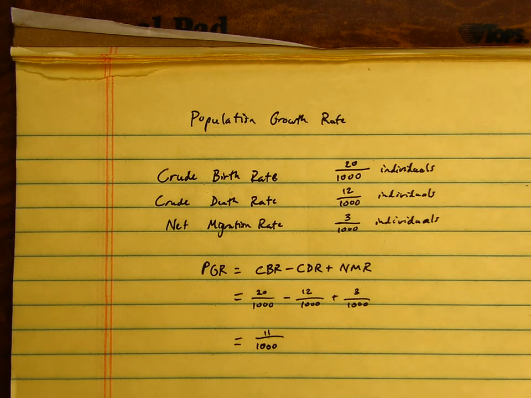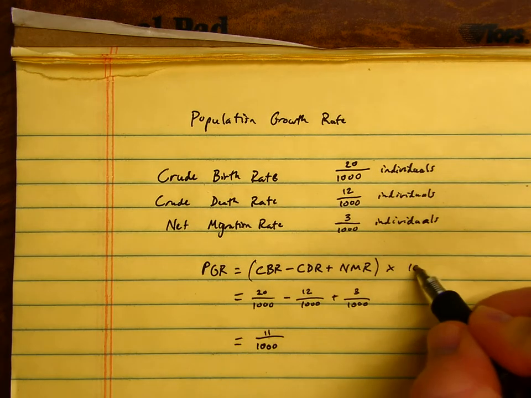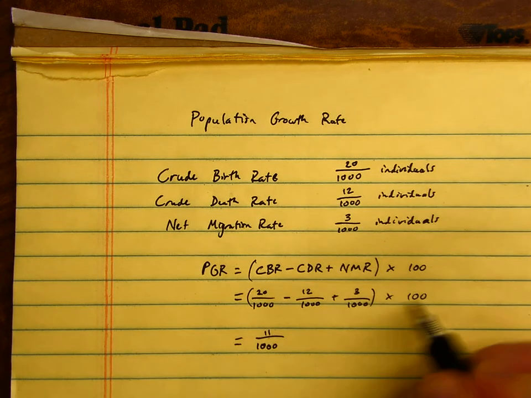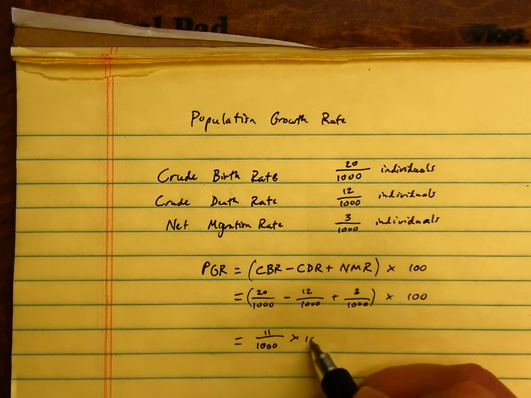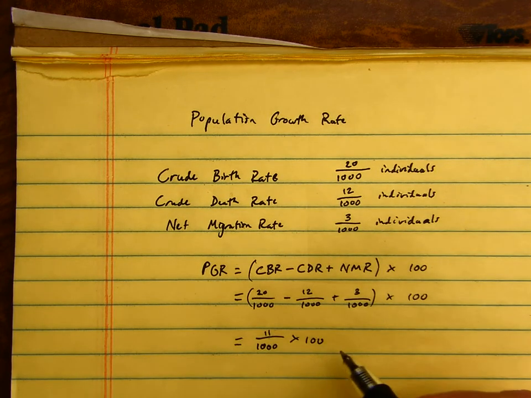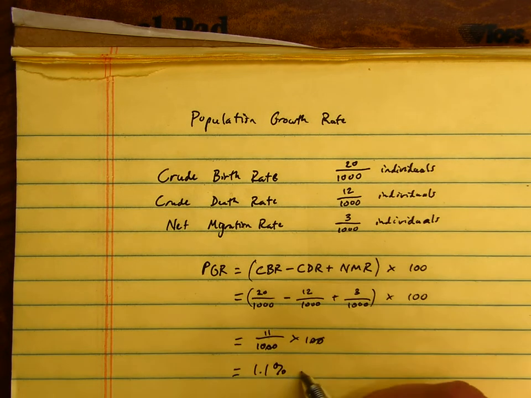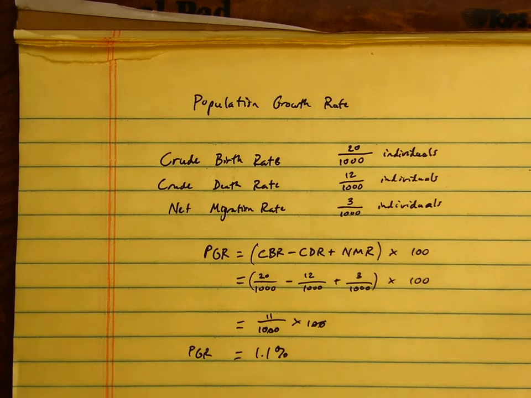Now, in order to get a percentage, you basically got to times this whole thing by 100. I left that part out because I wanted you guys to focus on the basic setup of this part first. So you basically do 11 divided by 1,000 times 100. You're basically taking out 2 zeros. 11 divided by 10 equals a 1.1% growth rate, or population growth rate. So that's population growth rate.